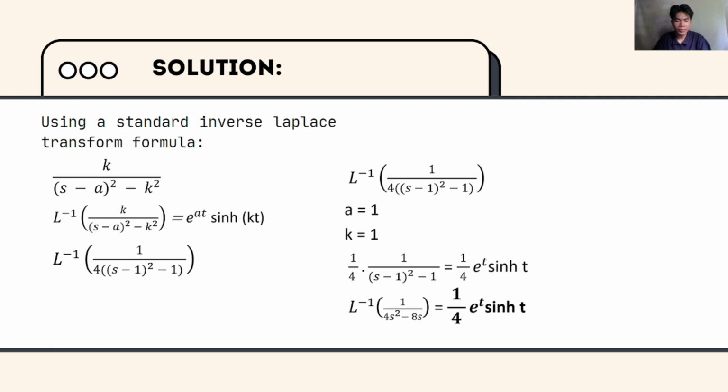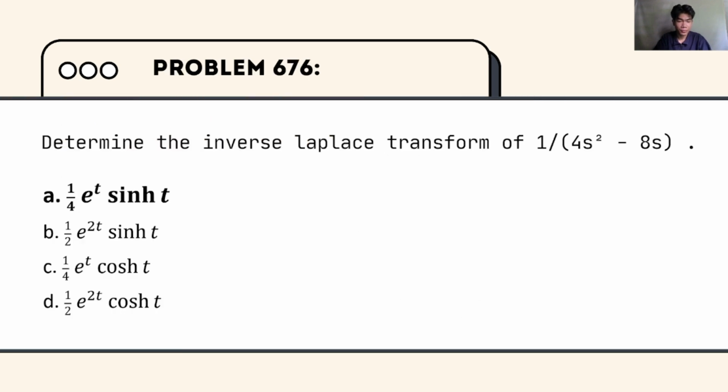Therefore, the inverse Laplace transform of 1 over 4s squared minus 8s is equal to 1 over 4 e to the power of t sinh t. So our answer is 1 over 4 e to the power of t sinh t. That's how we solve this inverse Laplace transform problem step by step. We simplified the expression, used partial fractions, and applied known inverse Laplace transform formulas.